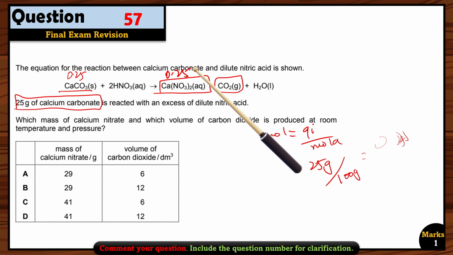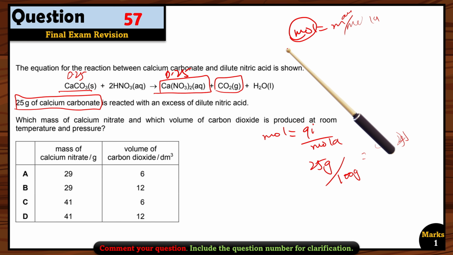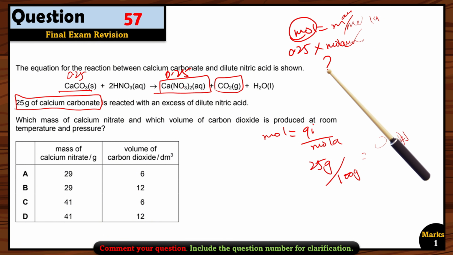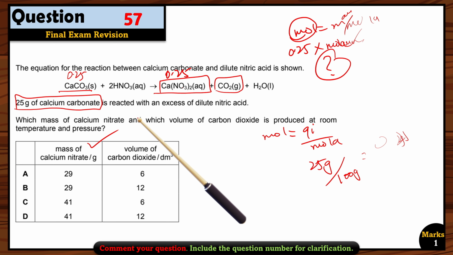It's simple. So now you can easily find the mass. So moles is equal to mass divided by molar mass, right? Just multiply the moles, 0.25, with the molar mass of calcium nitrate, okay, and then you will get your answer. Simple. So mass of calcium nitrate you will easily get, and same you can do for this one. If 1 mole is producing 1 mole of carbon dioxide, then 0.25 will also produce 0.25 mole of carbon dioxide. So you just have to multiply 0.25 with the 24 dm cube and you can easily get your answer, okay?